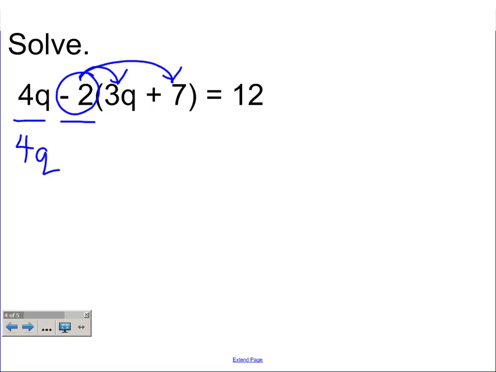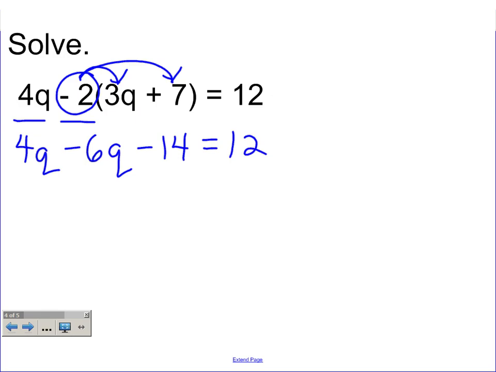A -2 times a +3. If the signs are different, I know the answer is going to be negative. So that's a -6q. -2 times +7 is, of course, -14. Notice my equal signs are lined up, and I bring down the 12.